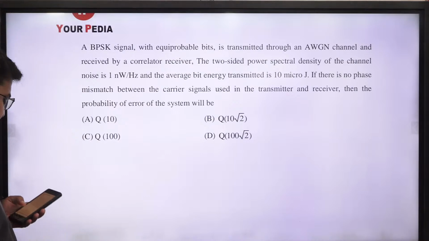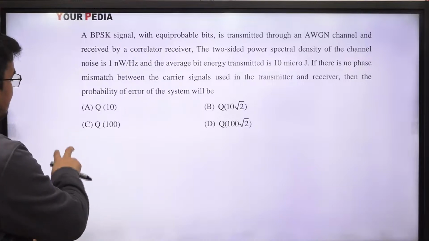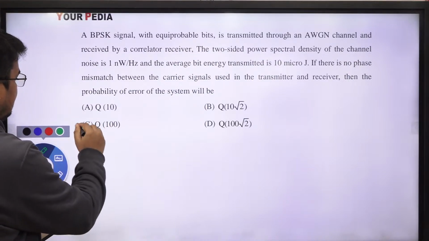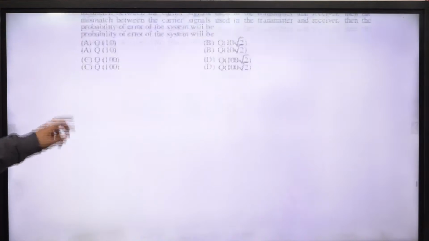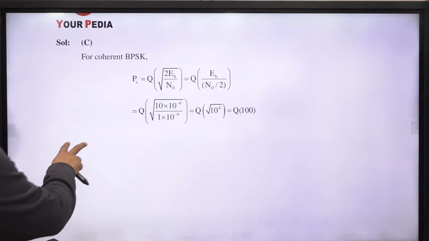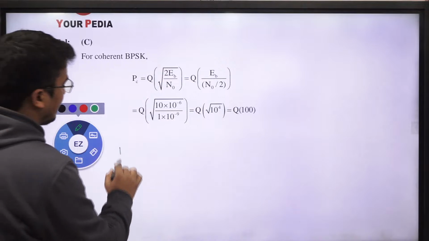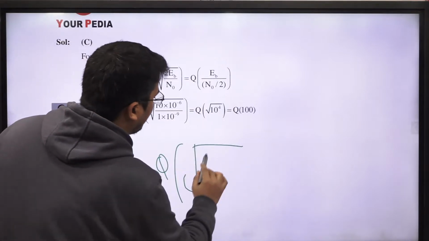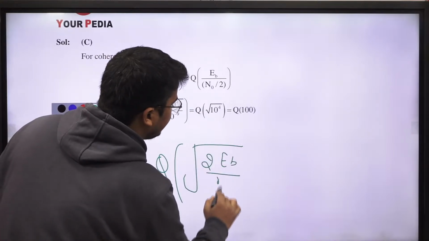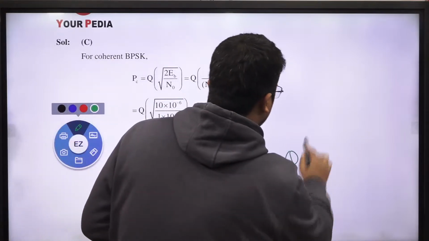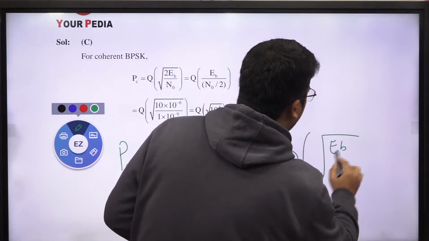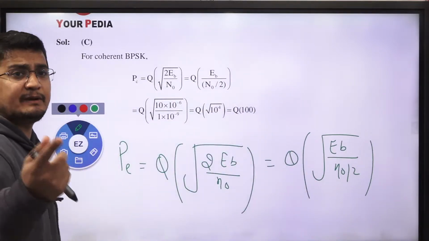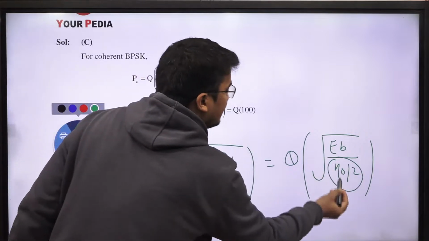So guys, the answer for this will be C. You can see the answer here. Most of you might know the probability of error for the BPSK is Q function of under root of twice of bit energy upon eta naught, right? So this can be written as Q of under root of bit energy upon eta naught by 2. It's given in the question that the two-sided power spectral density, meaning eta naught by 2, is given. You just substitute it there.